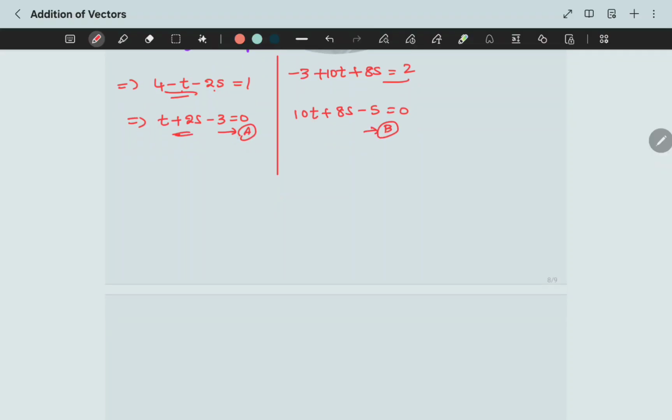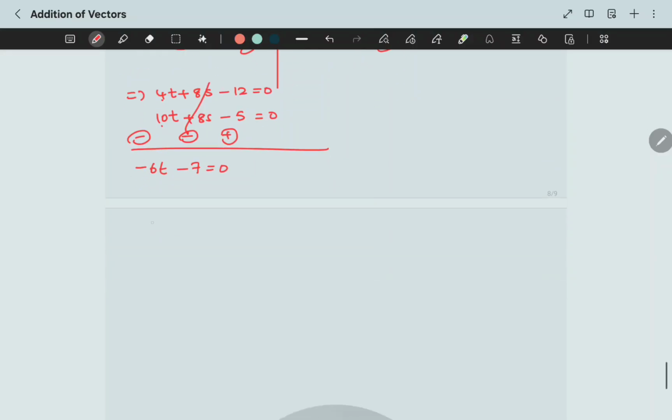So for that we will multiply equation A with 4. So we get 4t plus 8s minus 3 into 4 is 12. And let us write down this equation, 10t plus 8s minus 5 equals to 0. Now subtract, this becomes minus, this becomes minus, this becomes plus. 4t minus 10t is minus 6t. This gets cancelled. Minus 12 plus 5 is minus 7. So we get t is equal to minus 7 divided by 6 if I am right. So we can write minus 6t is equal to 7, right? Yeah, t is equal to minus 7 by 6.